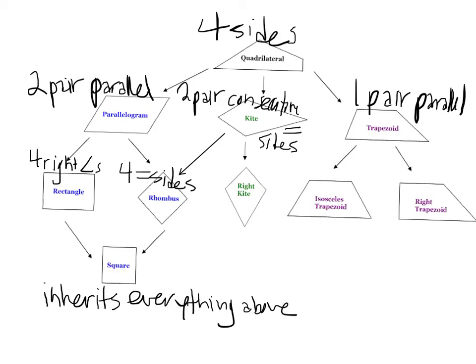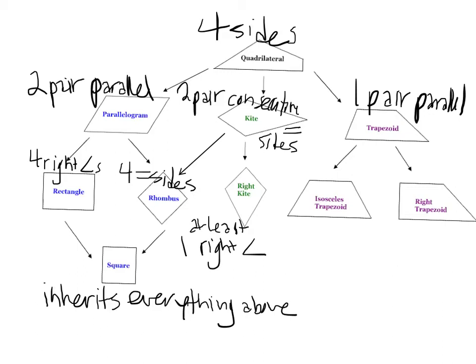For the path of a kite, it has two pairs of consecutive equal sides, and then a right kite has at least one right angle. So a right kite has at least one right angle, two pairs of consecutive equal sides, and four sides. So you go right up the chart to know what all a right kite has.